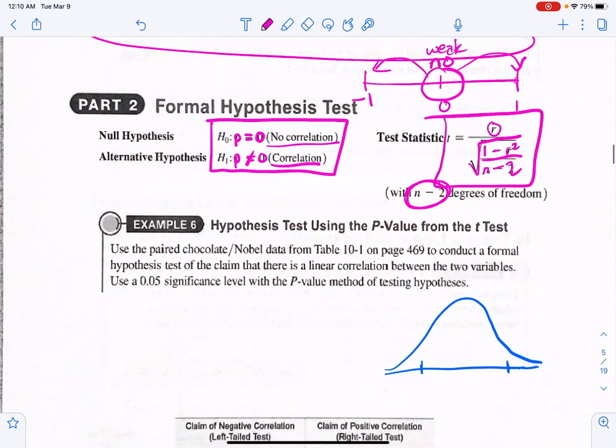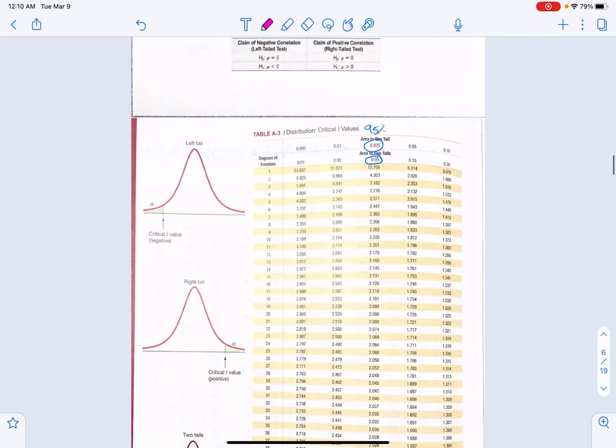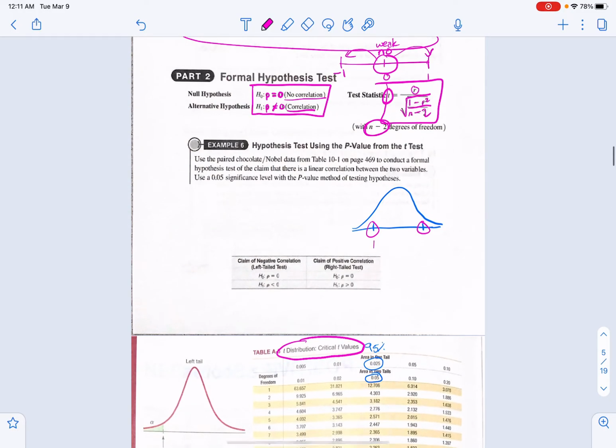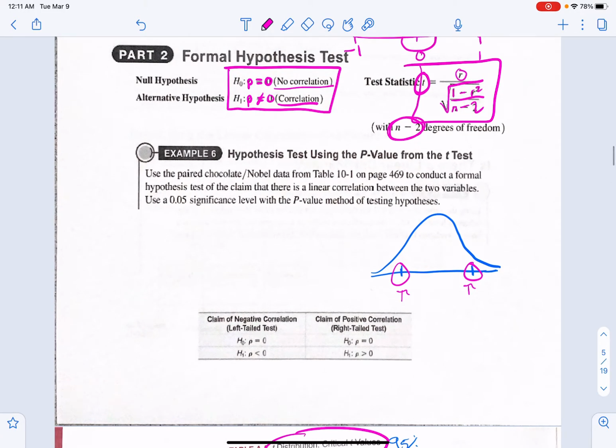When you're doing your bell curve to figure out what these numbers are, since our test statistic was called t, you're going to use the t chart, the one that we used when we were doing means. It looks like this. This is your black and white chart. It's the t distribution. So we're going to use that table to figure out where these cutoff marks are at, right here and right here. Okay, so let's run this hypothesis test and let's see what we get.